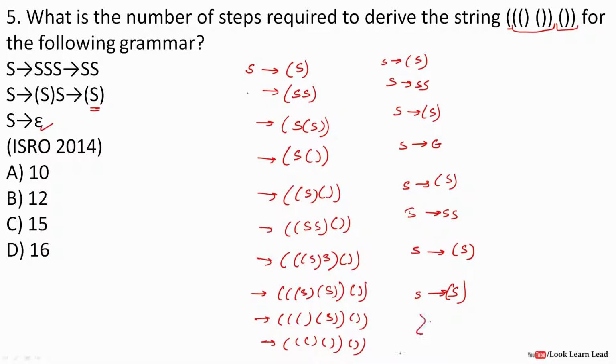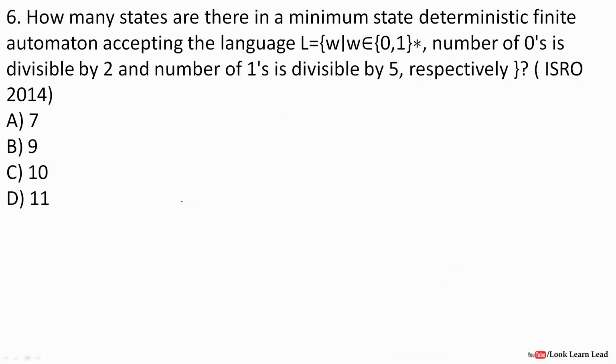Okay, so for both these productions, it is S derives epsilon. So how many steps? 1 2 3 4 5 6 7 8 9 10. 10 steps are used, so the answer should be A. 10 is the answer. Next, how many states are in a minimum state deterministic finite automata accepting the language?